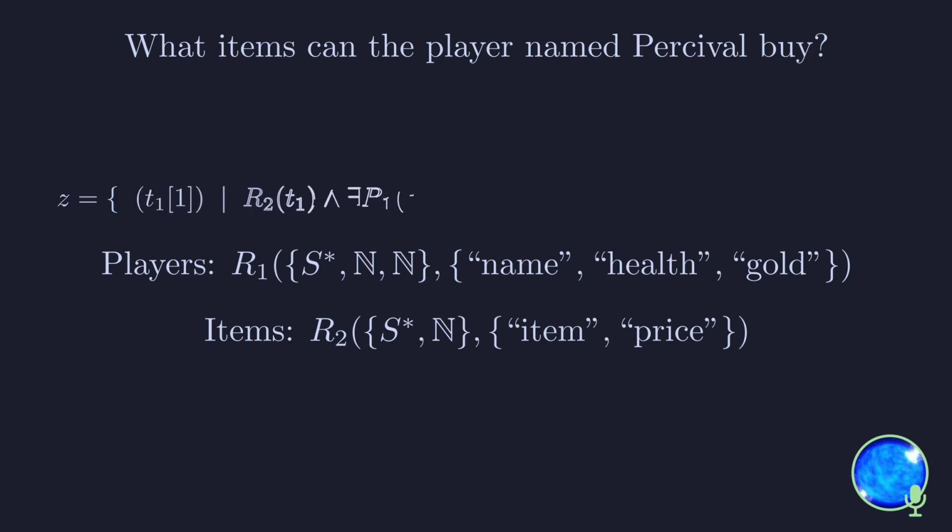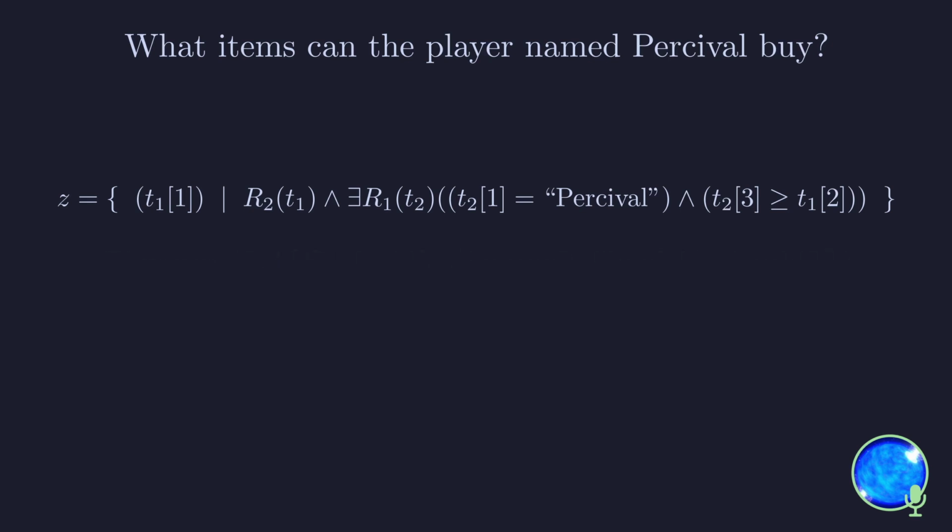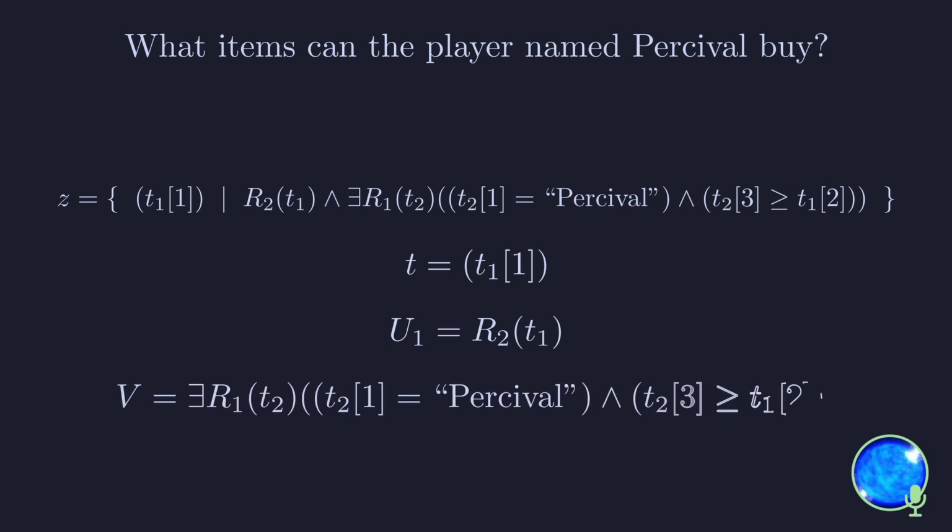Z is equal to the set of all tuples T1 indexed by 1 such that T1 is in R2 and there exists a tuple T2 in R1 and both these tuples satisfy that T2 indexed by 1 is equal to Percival and that T2 indexed by 3 is greater or equal than T1 indexed by 2. Pretty neat, isn't it? We have a query expressed in two separate languages. In this expression, T is equal to the list containing T1 indexed by 1, U1 is equal to the range term R2 of T1, and V is the expression describing our conditions.